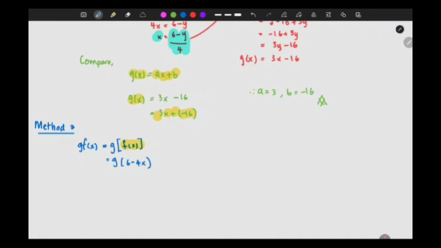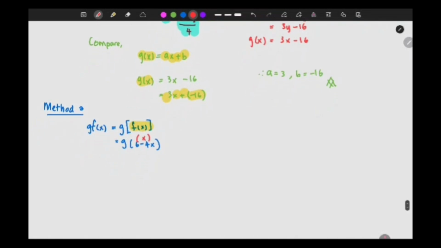Whatever is in the bracket, assume it like an x, right? So assume this like an x. So g(x), what is your g(x)? ax plus b. So a times x plus b. What is your x? 6 minus 4x.